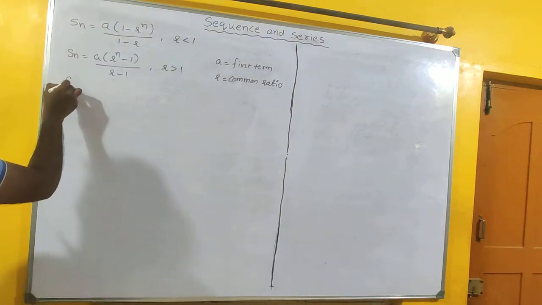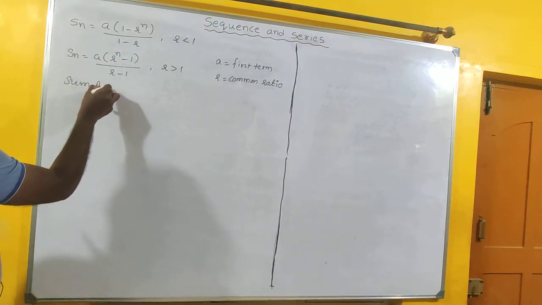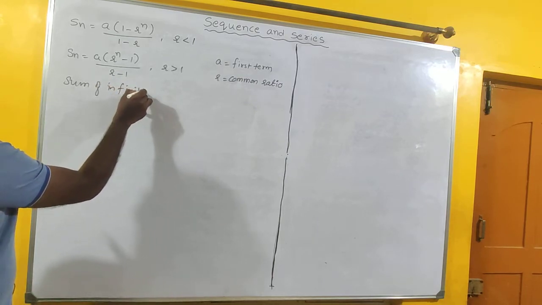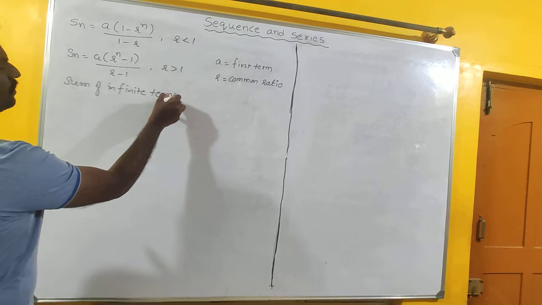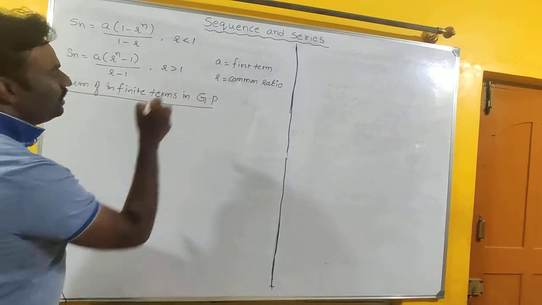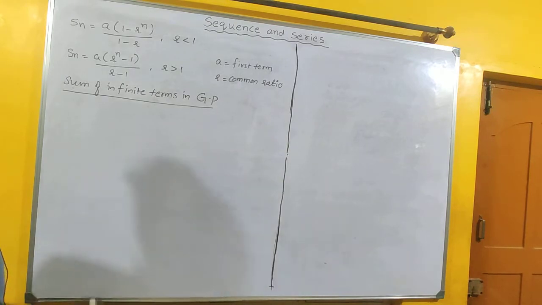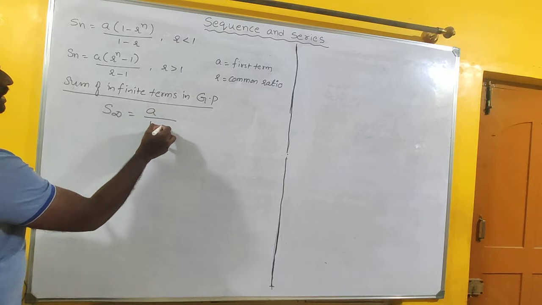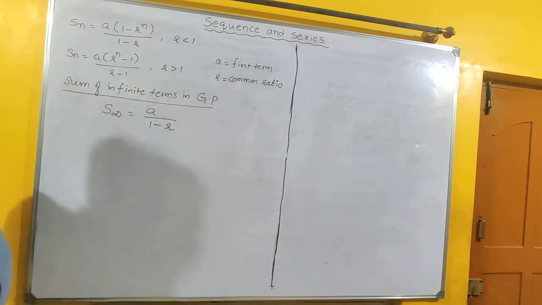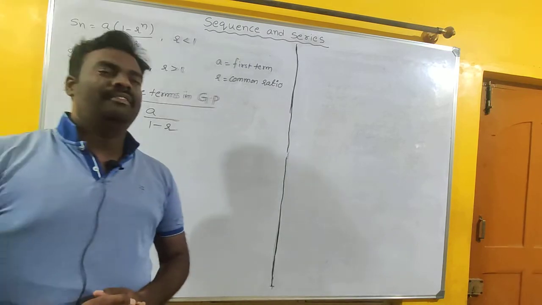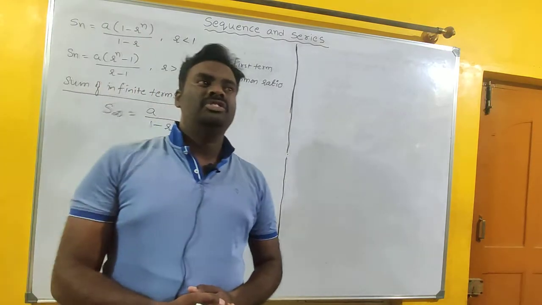Next, sum of infinite terms in GP. If there are infinite terms in a geometric progression, then the formula is S infinity is equal to A by 1 minus R. This is the formula for the sum of infinite terms in GP.